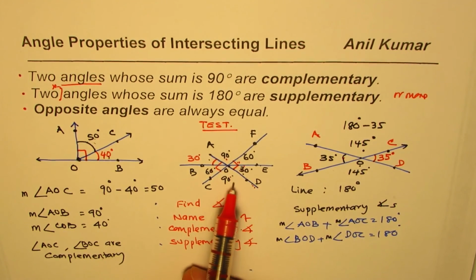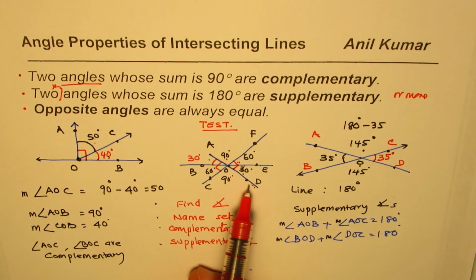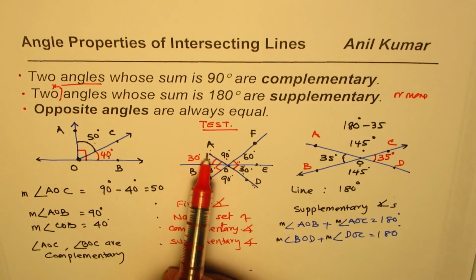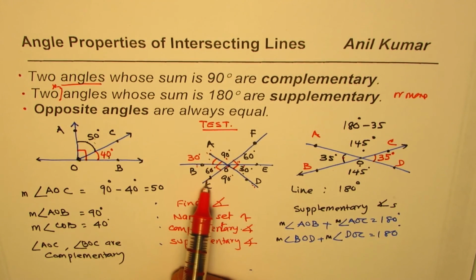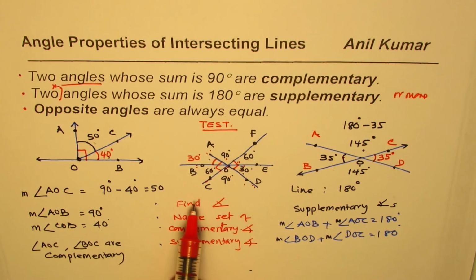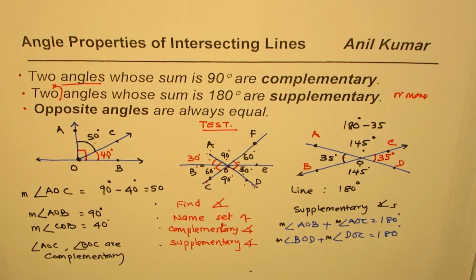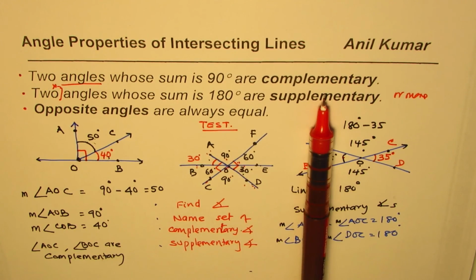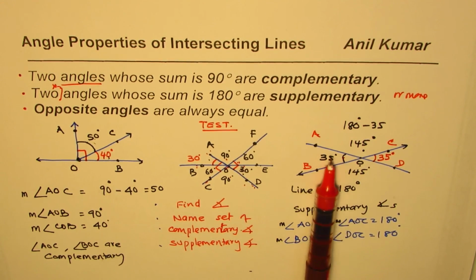Correct? Similarly, on this side of the line, it could be the sum of DOC and COA. You could also write this as the sum of AOB, BOC, and COD. Right? So that is how you can get so many combinations for complementary and supplementary angles. I hope over this video the concept becomes clear. So, complementary angles add up to 90 degrees, supplementary angles add up to 180, vertically opposite angles are always equal.